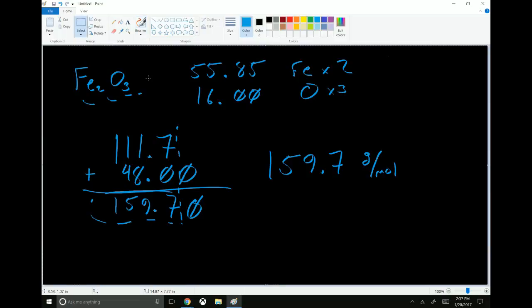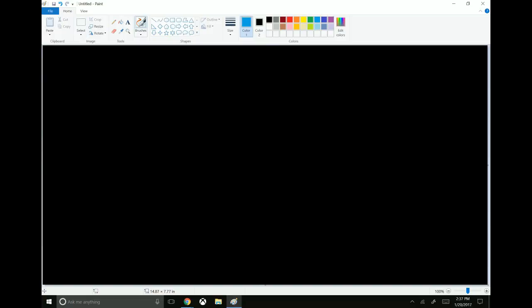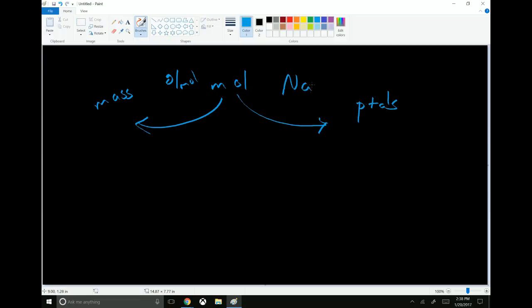Now, there are 2 directions you can go from moles. You can go to mass, and for that you'd need the molar mass. Or you can go to the number of particles, and that's where you use Avogadro's number. So let's say you have 0.375 moles of nitrogen. How many grams of nitrogen is that?